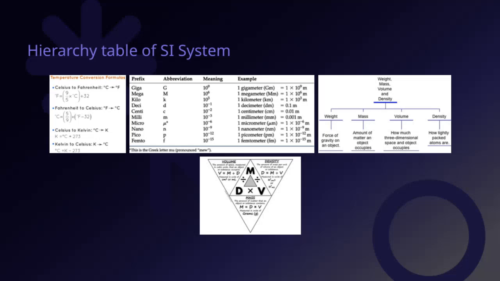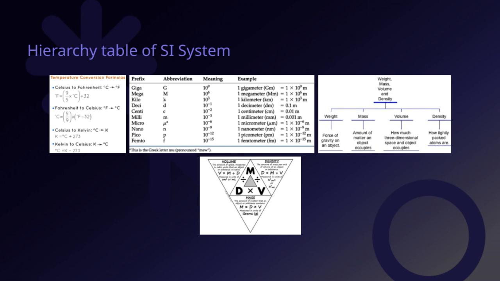Let's take a closer look at the hierarchy table of the SI system. As you can see, it organizes units based on their scale, from the smallest to the largest. At the core, we have the base units like the meter, kilogram, second, and so on. These are the fundamental building blocks of measurement in the SI system. Above these base units, you'll notice the prefixes. These prefixes, such as milli, centi, kilo, and mega, help us easily scale units up or down by powers of 10. For example, a kilometer is 1,000 meters, and a milligram is 1,000th of a gram.